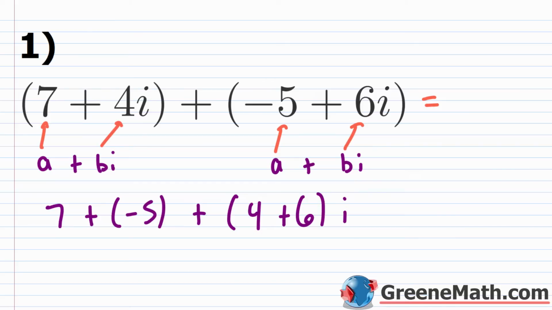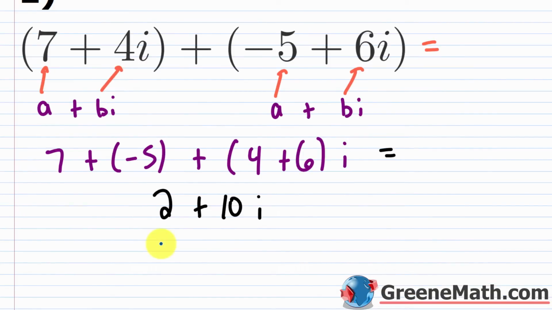Okay, so let's just go ahead and do the addition now. 7 plus -5 is 2. And then plus 4 plus 6 is going to be 10, and then times the imaginary unit i. Notice that with our answer, again, we have the form of a plus bi. So a here, the real part, is 2. b here, the imaginary part, is 10. Hopefully you already knew how to do that, and it's just a refresher for you.